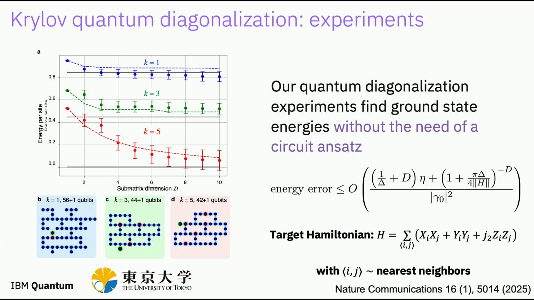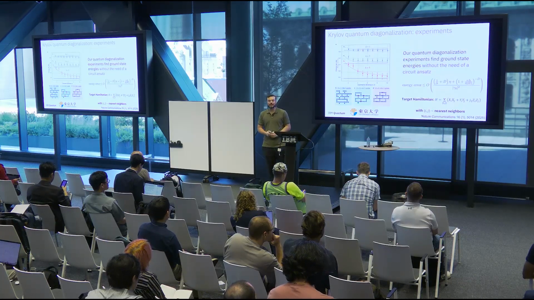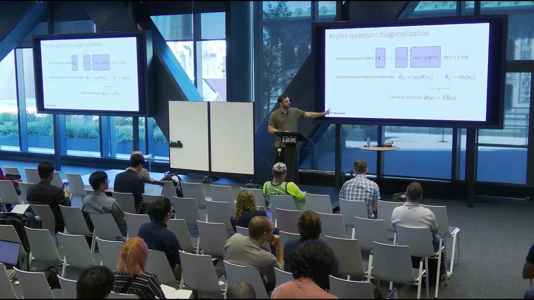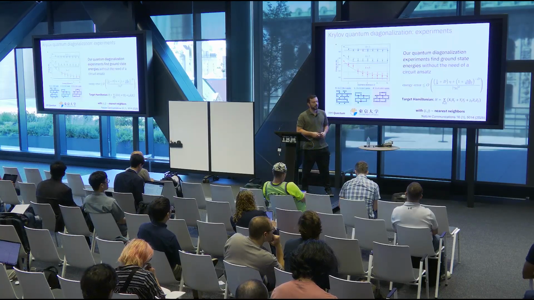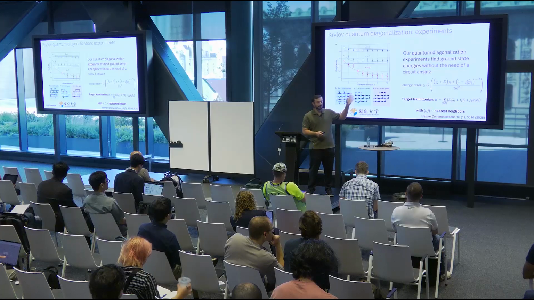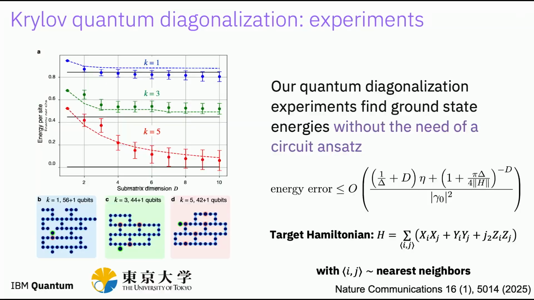But there is a new term that appears, which has the gap of the system and also the parameter eta. Eta is something that shows up when we do things on a quantum computer. Eta is how well we can approximate these matrix elements. In the quantum computer, we have statistical errors, and we have decoherence, and so on. So that's where eta comes from. This is a new part. And then in the denominator, you see gamma 0, which is the overlap of our reference state with the final ground state. This is the part which is like phase estimation.